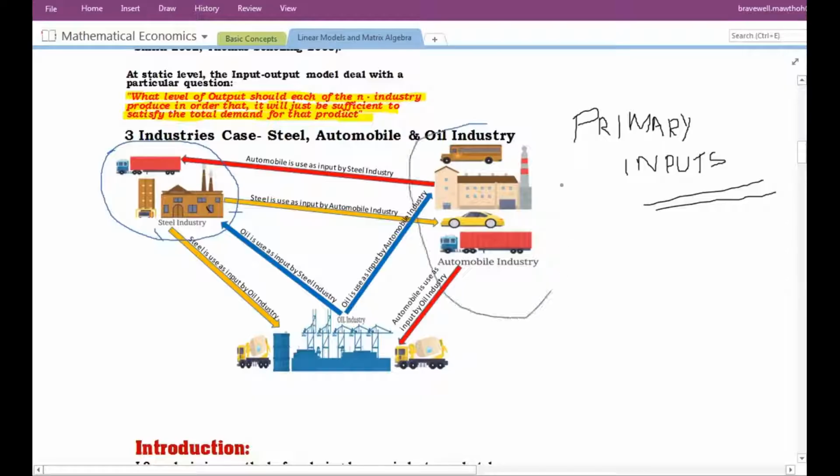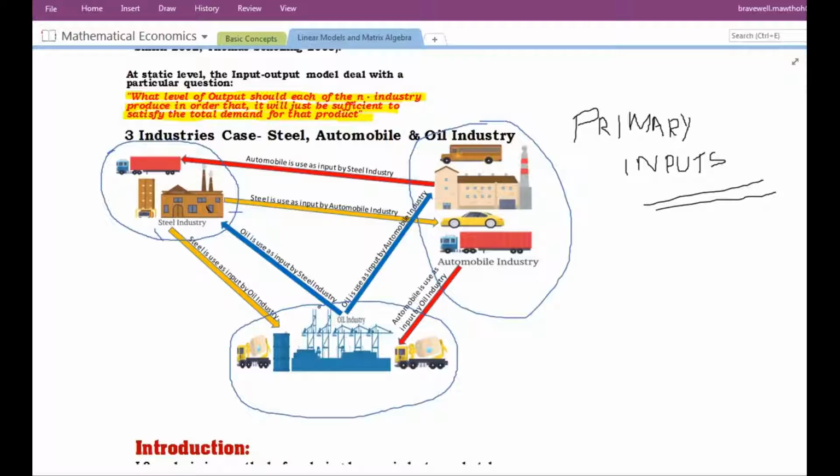Now the same is the case for the automobile industry and the oil industry. The input-output model says that the oil industry will produce that level of output which will just be sufficient to satisfy the total demand for it by the steel industry and automobile industry. In the same manner, the automobile industry will produce that level of output which will satisfy the total demand for it by the steel industry as well as the oil industry.